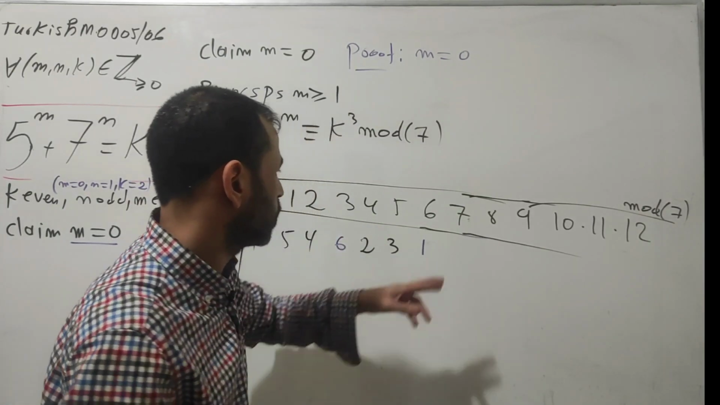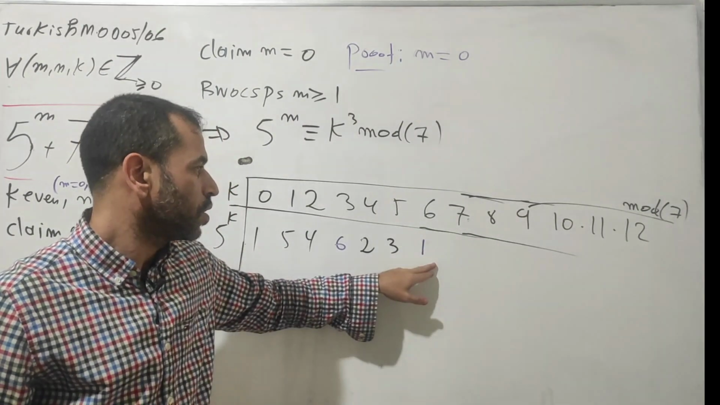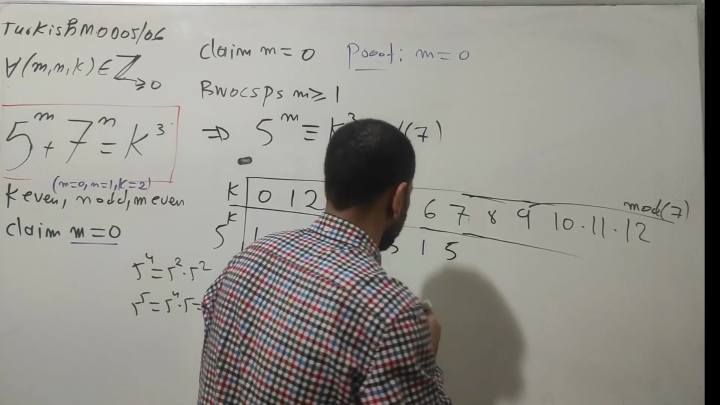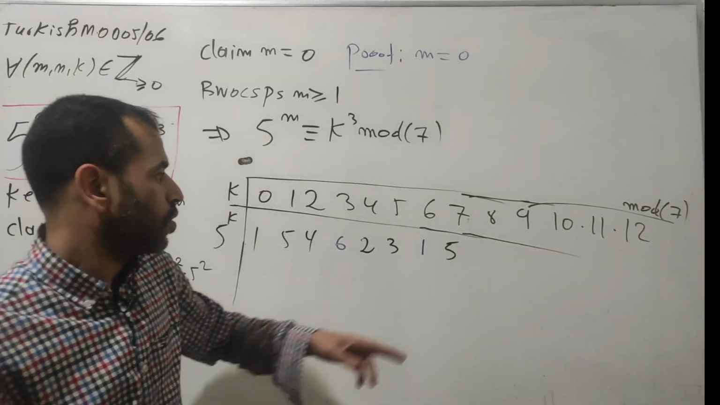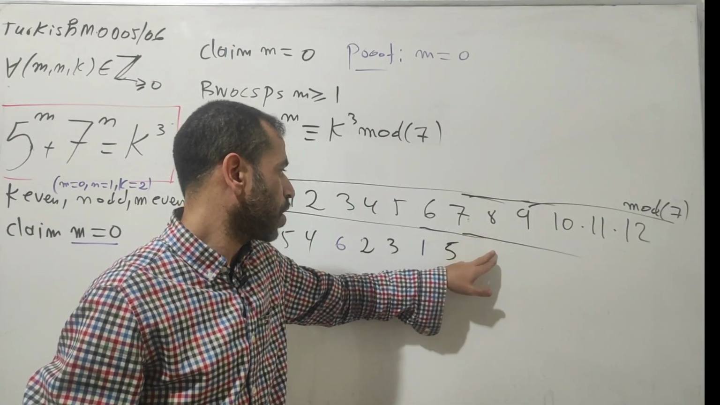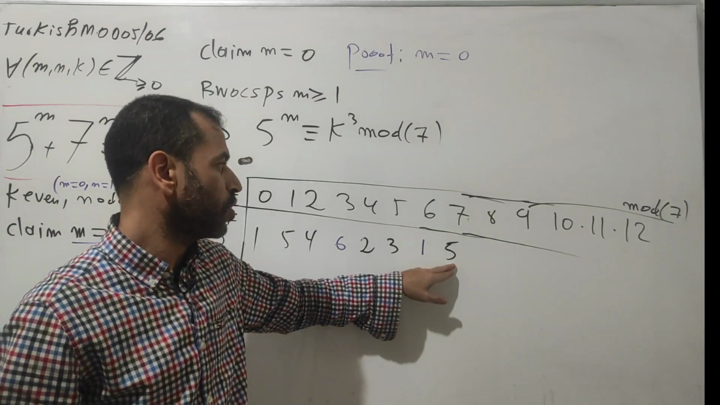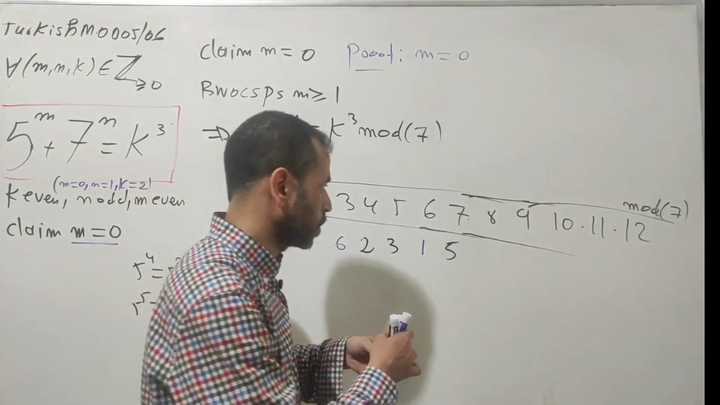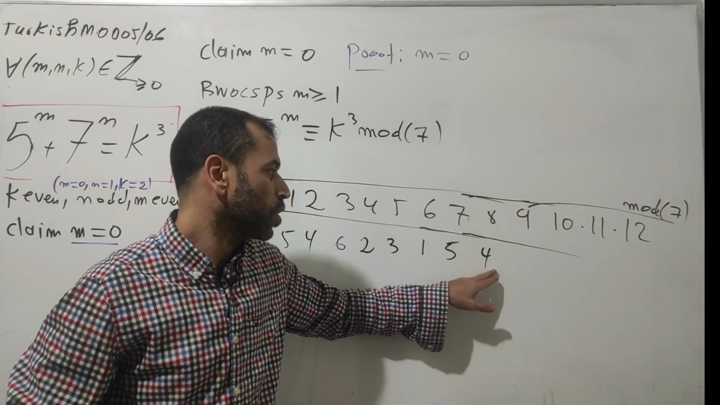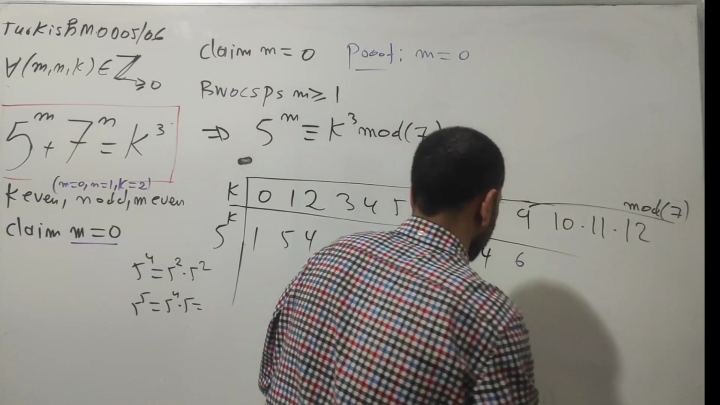For number 7, multiplying by 5 here, we get 5. I'm going to leave it as it is. For 5 to the 8, just multiplying this one, 5 multiplied by 5, which is 25. 25 is 4 more than 21. So the remainder is 4. For 9, 20, I get 6 more than 14. Okay, so the remainder is 6.